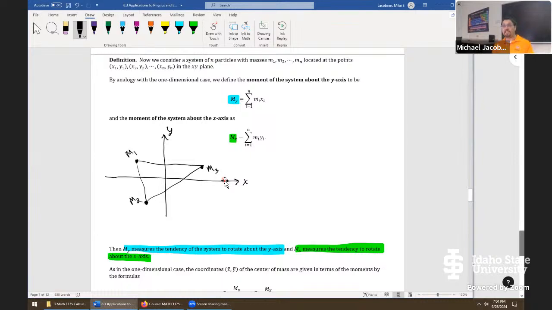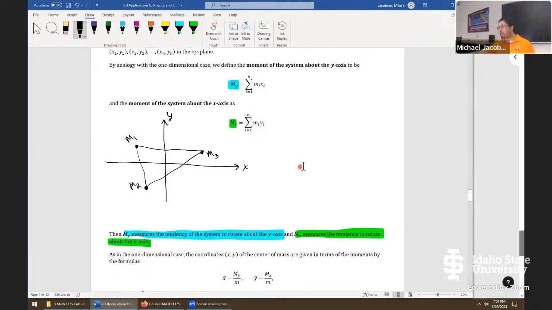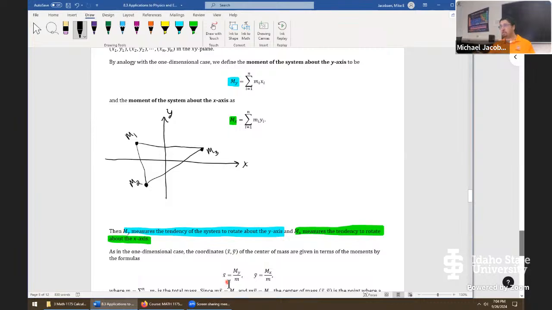So that's how we're imagining this, negligible mass on a rigid system. So when we go to calculate My, we form this, and when we go to calculate x bar, we do as we did before. We just divide by the total mass m. So when we say My is the tendency of the system to rotate about the y-axis, here's what we're imagining.